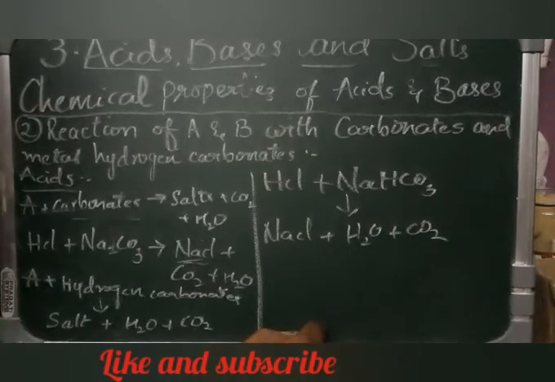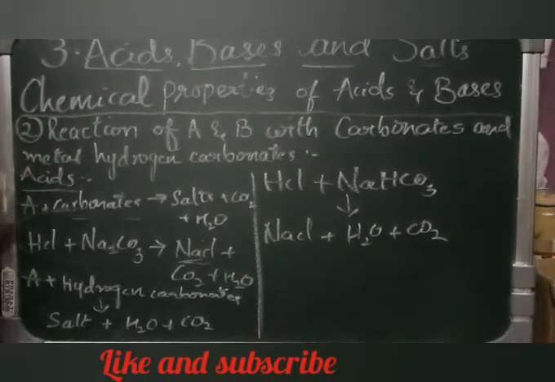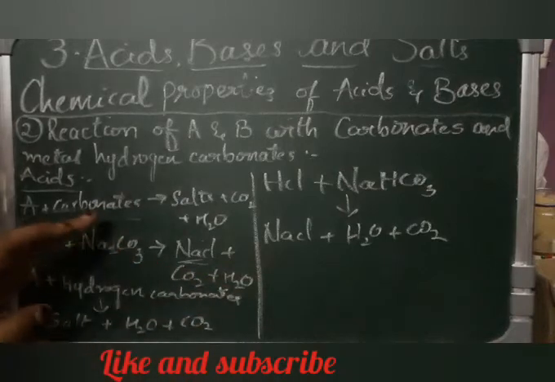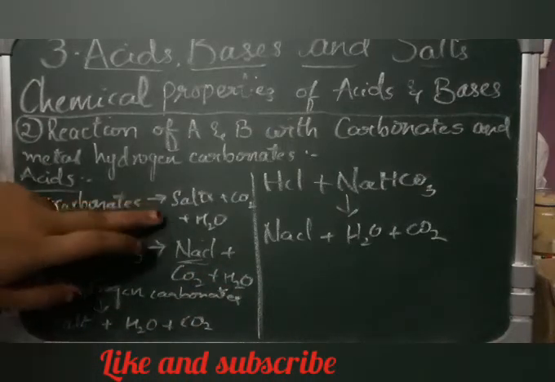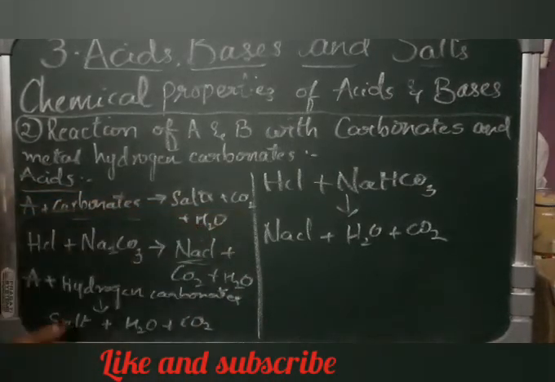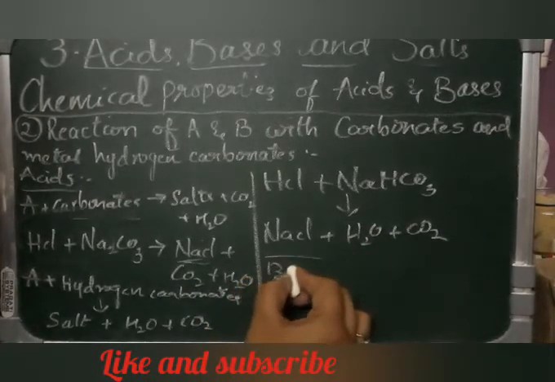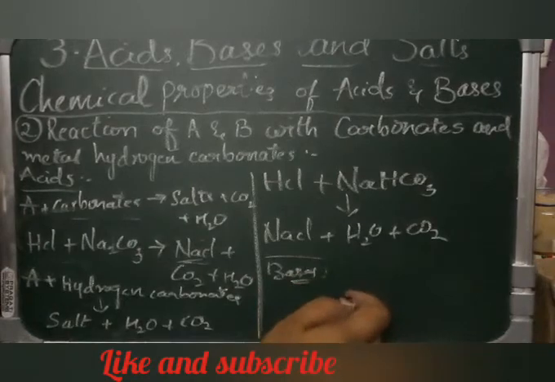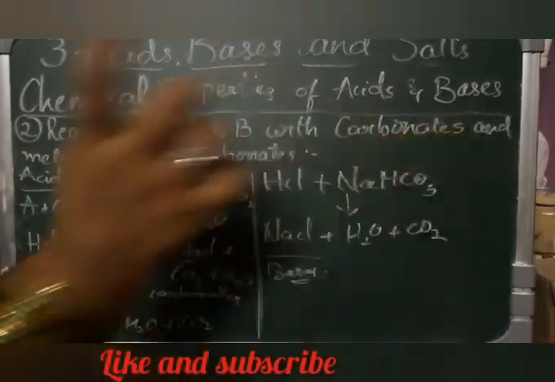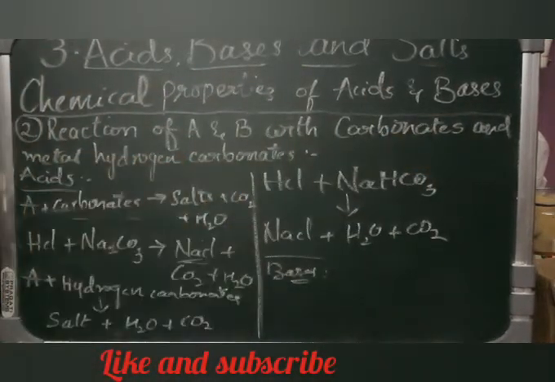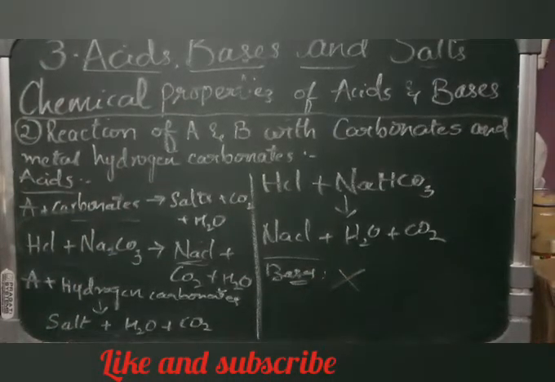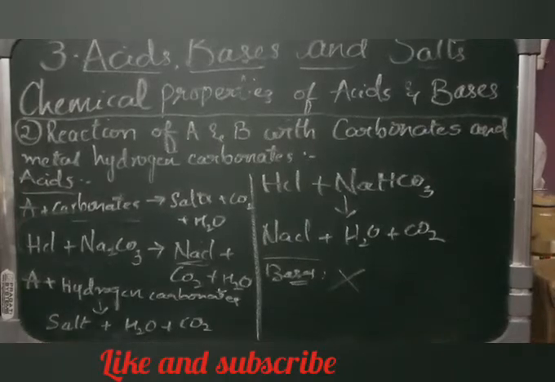So here you can see that if acids are reacting with carbonates, they will give you salt, carbon dioxide and water. If acids are reacting with hydrogen carbonates also, they will give you salt, carbon dioxide and water. And bases do not undergo any reaction with metal carbonates or metal hydrogen carbonates.